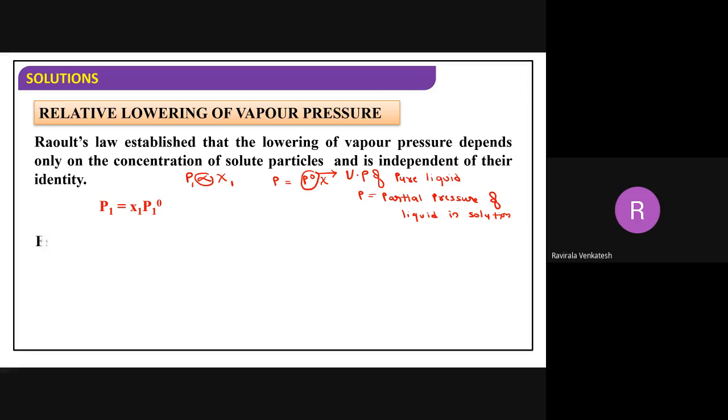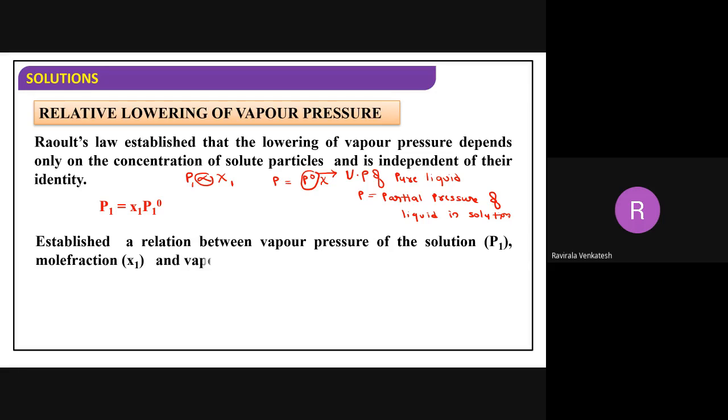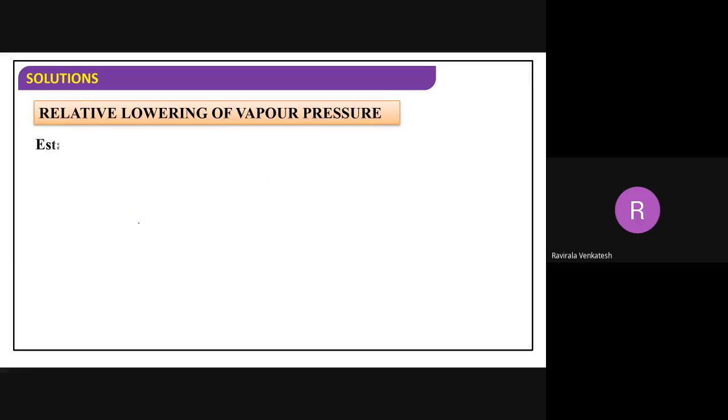Now based on this Raoult's law, we are establishing a relation between the vapor pressure of the solution and mole fraction. Vapor pressure of solvent we almost get, because when you remove the proportionality, we are going to get that one, right? Next, let me see further now.